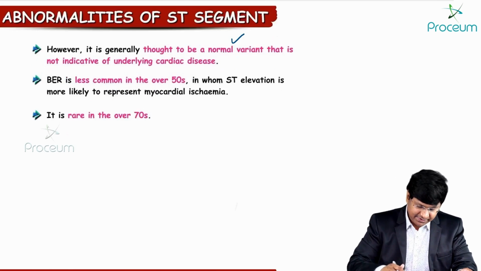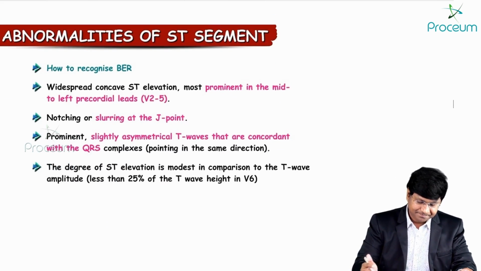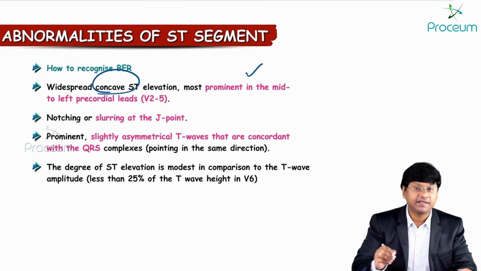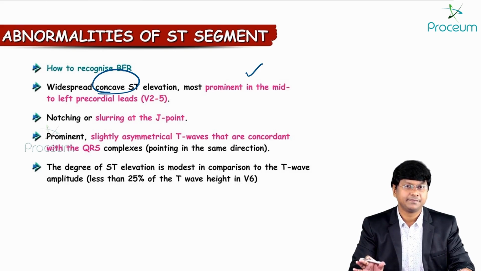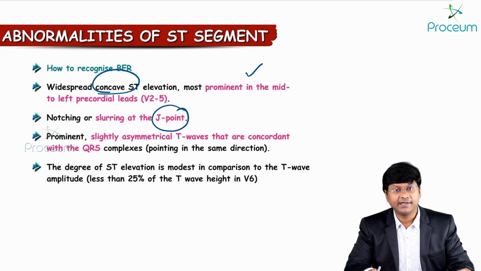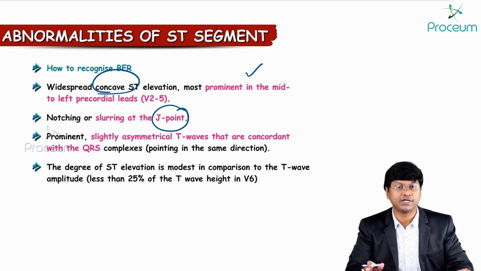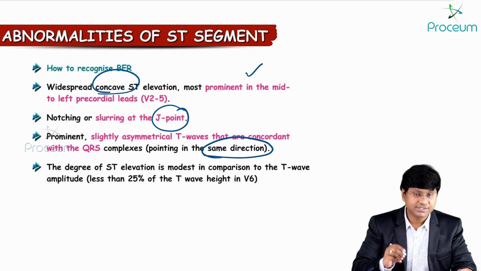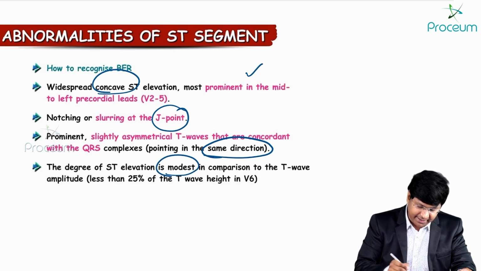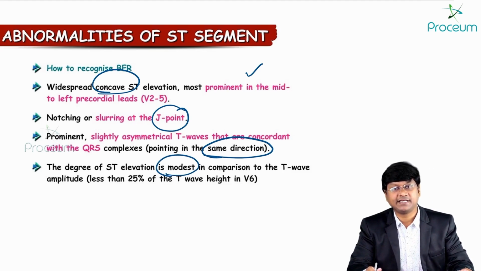And how to recognize benign early repolarization? You will have concave ST elevation in the precordial leads predominantly. And you will have notching or slurring at the J point and prominent, slightly asymmetrical T waves that are concordant with the QRS complex. That means the same direction. And the degree of ST elevation is modest in comparison to that of the degree of ST elevation in MI.